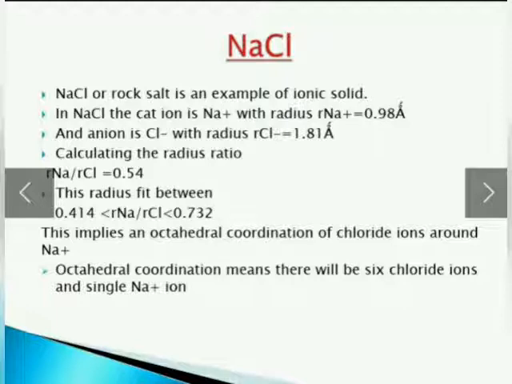This radius ratio fits between 0.414 < R_Na+/R_Cl- < 0.732. This implies an octahedral coordination of chloride ions around the Na+ ion. Octahedral coordination means there will be 6 chloride ions around a single Na+ ion.